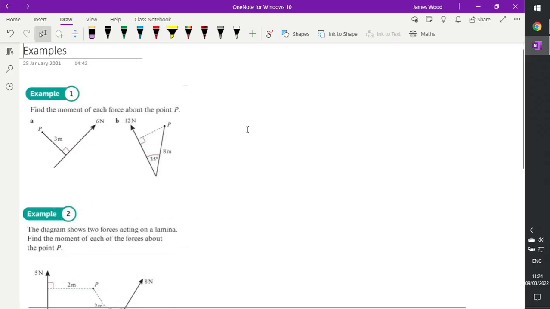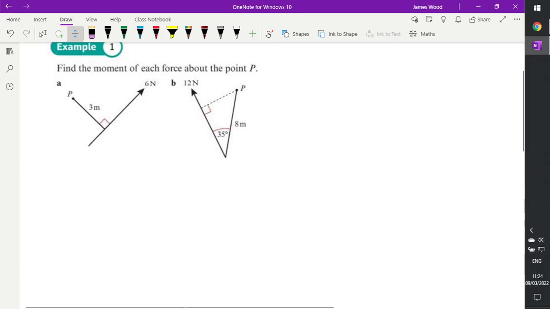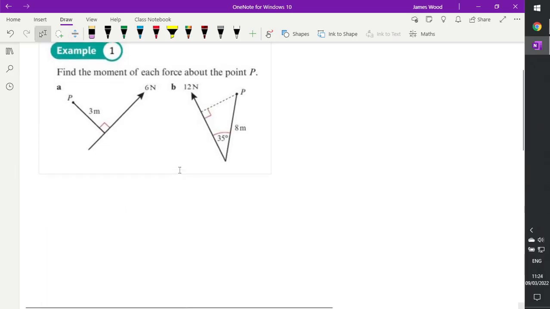Okay, so a couple of examples just to calculate. Find the moment of each force about the point P. So here this point P is fixed, and then we are applying a force here. So this is going to move. Maybe imagine this is like a metal rod here, this 3 meters, and we're going to make it rotate anti-clockwise. Okay, so that's what this 6 is doing. It's forcing it to go like that.